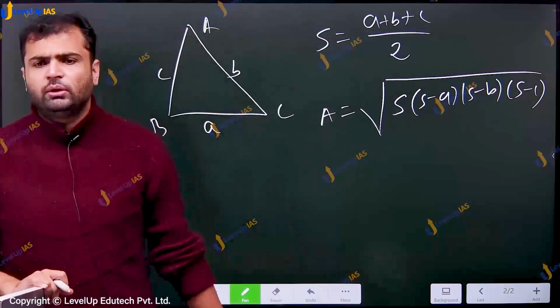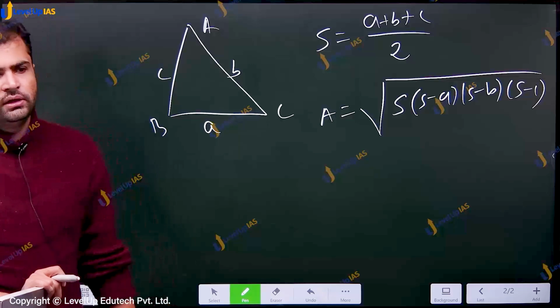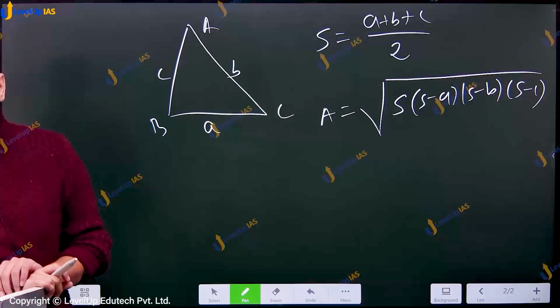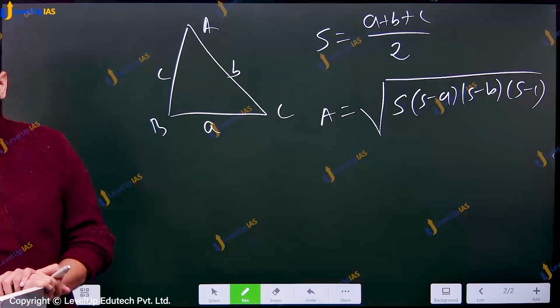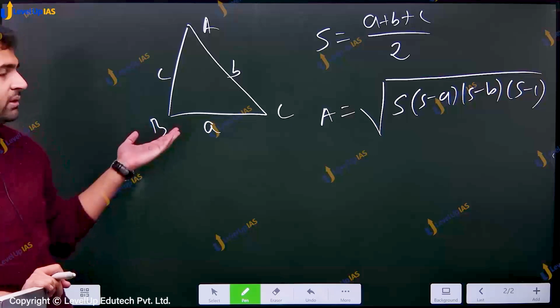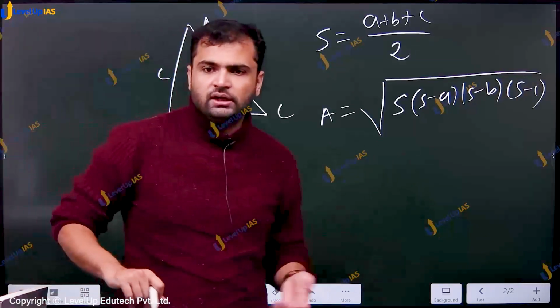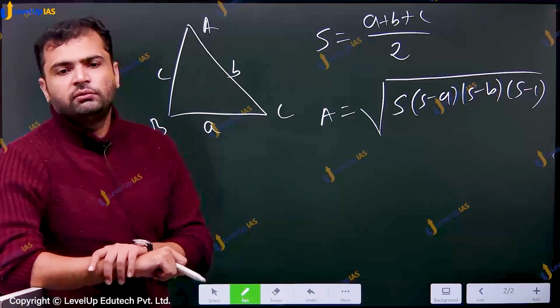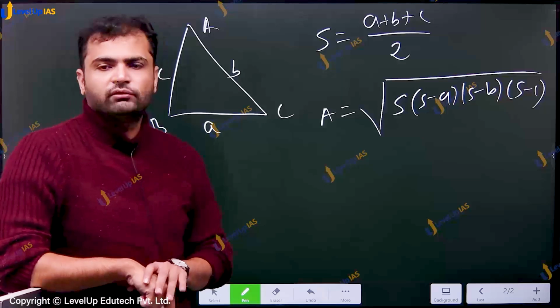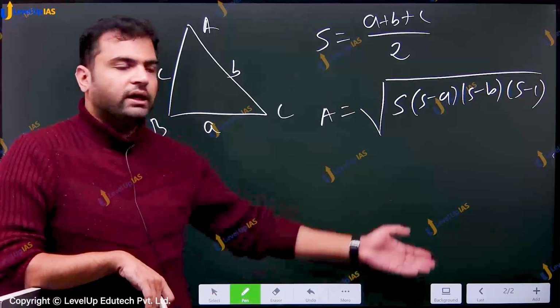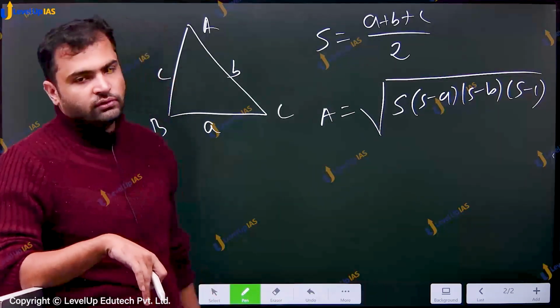This is another popular formula for calculating the area of a triangle. Most popular is, of course, half into base into height, and second most popular that we learnt in our schools is Heron's formula. If you have the lengths of the edges, then we can directly calculate the area using this formula.